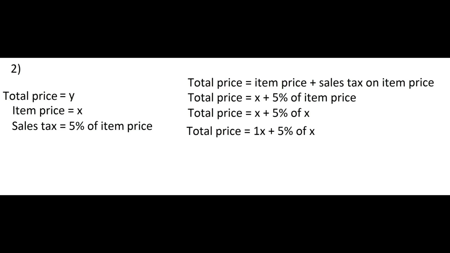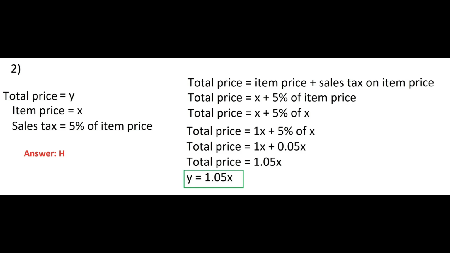Our total price is 1x plus 5% of x. Our total price now is 1x plus 0.05 times x. And remember, 5% as a decimal is just 0.05. We just divide by 100. Now we just combine those terms. Our total price is 1.05 times x. The last substitution we do, y equals 1.05x. And our answer is H. Our total price is 1.05 times whatever that item cost. Okay, so our answer is H.